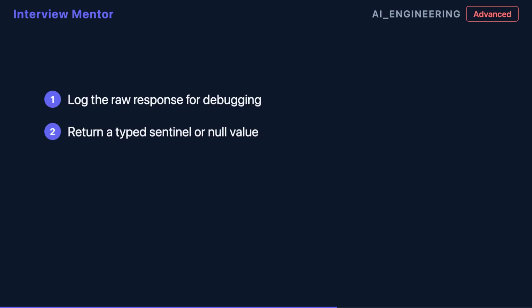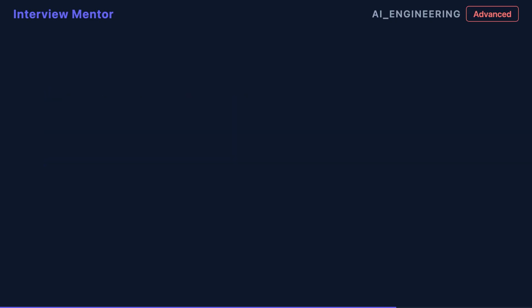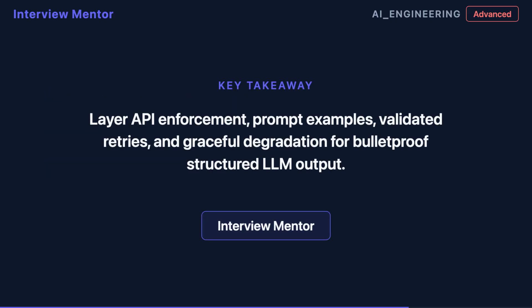Always plan for total failure. After exhausting retries, log the raw response for debugging, return a sentinel value your downstream code can handle, and trigger your monitoring alerts. Never silently swallow unparsable output. Layer your defenses. API schema enforcement, prompt examples, validated retries, and graceful degradation.